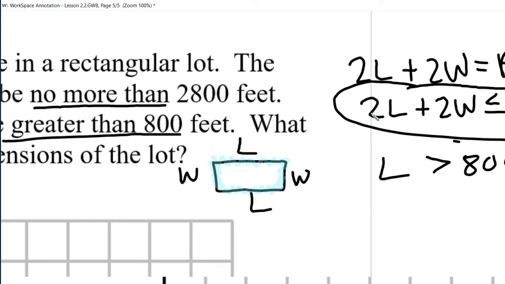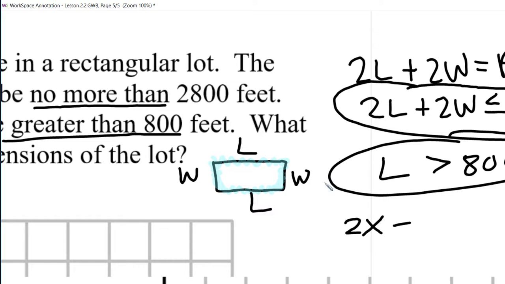Now, how do those 2 inequalities look different from problems 1, 2, 3, and 4? They are not using X and Y, they're using what? L and W. So probably what we want to do is make it more familiar to us, right? Do we really want to use L and W? Now let's change it to X and Y. So let's make this 2X plus 2Y is less than or equal to 2,800. So here I'm using X and Y. So X represents length and Y represents width.